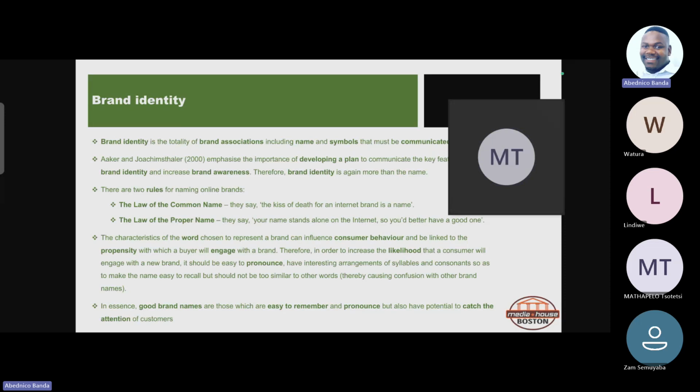Yeah, it's always good, guys, to find out how easily identifiable you are. And brands do that. In the next semester, we are going to talk about things like search engine optimization, like how brands are easily identifiable. For example, if I were to search you, Zemzem, or Matapelo, or Lindiwe, or Watura, right now, will I be able to easily find you digitally on the internet?